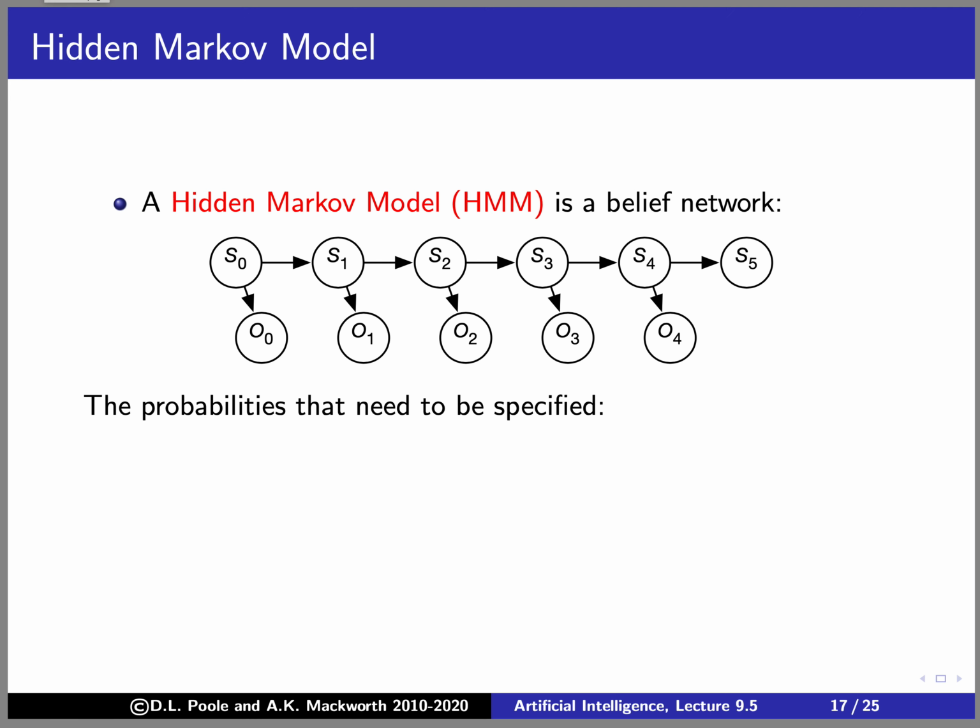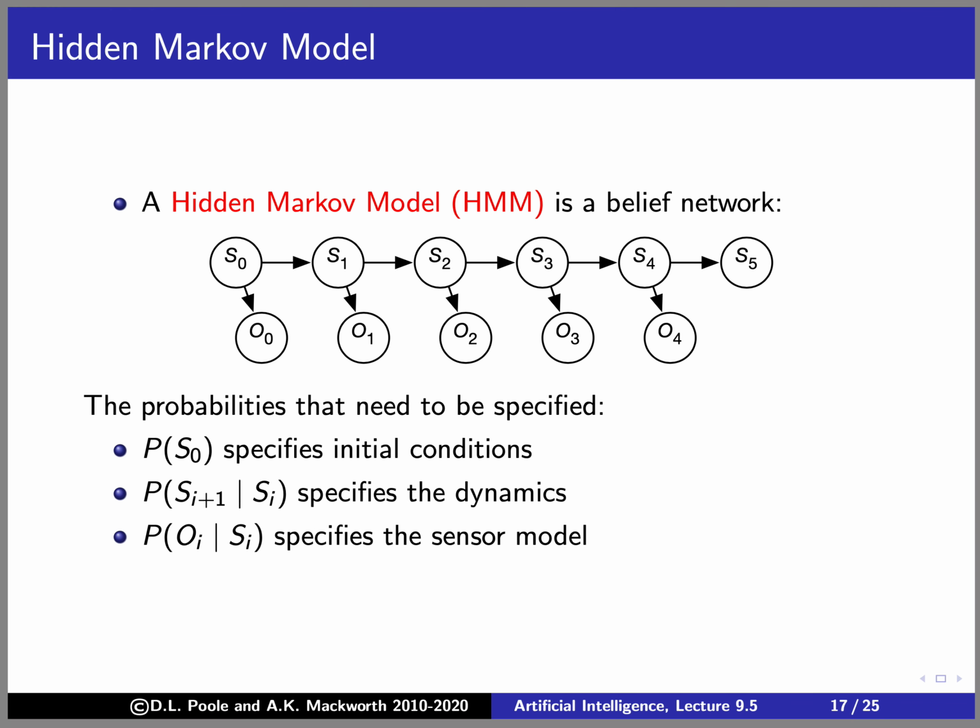This is just a belief network, so just by looking at the network, you can tell what probabilities need to be specified. We need P of S0, which specifies the initial conditions. The probability of Si plus 1 given Si specifies the dynamics, so each variable depends on its predecessor. And the probability of observation Oi given Si gives us the sensor model. That's all we need. We can just read from the belief network what we need.